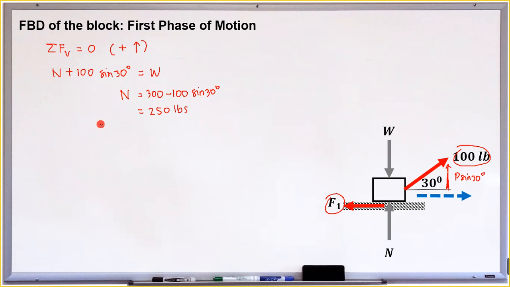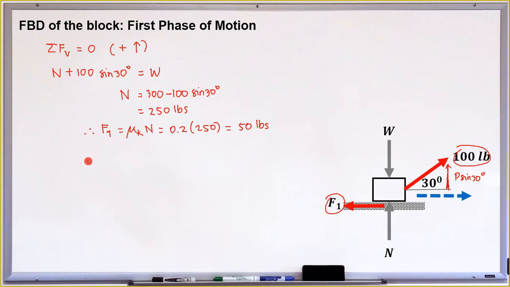Therefore, our F1 equals mu k N, or that is 0.2 times 250. So that is 50 pounds. Okay, 250 times 0.2, that is 50. So 50 pounds is our frictional force. Now that we have the value of the frictional force, we can use our work and energy equation.